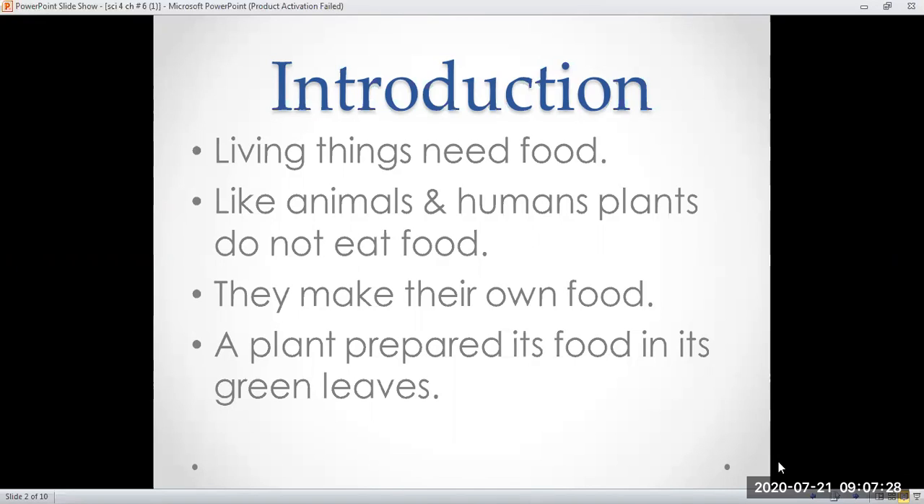There is a specific name for the making of food by the plant. The process is called photosynthesis. We will read in detail how this process occurs, what the plant makes as a result, and what the essential nutrients for making food are. The plant prepares its food in its leaves, so the leaves play an important role in making food.